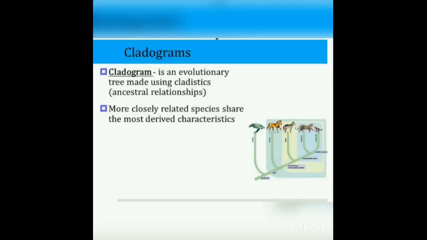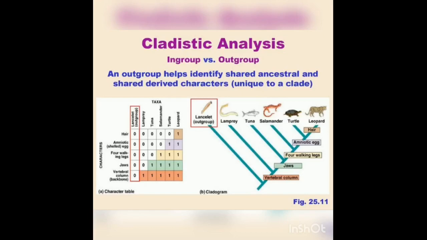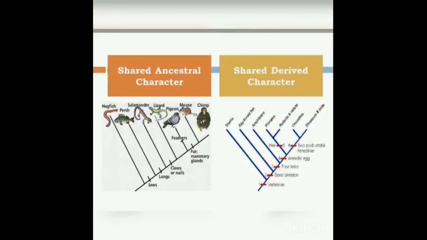Ernst Haeckel introduced the method of representing the evolutionary relationship with the help of a tree diagram, which is known as cladogram. What is a cladogram? A cladogram is a tree diagram representing the evolutionary relationship of an organism. What are the characters taken by this phylogenetic system of classification? The ancestral characters and the derived characters. The ancestral characters we get from our ancestors, and the derived characters means those that are newly formed.